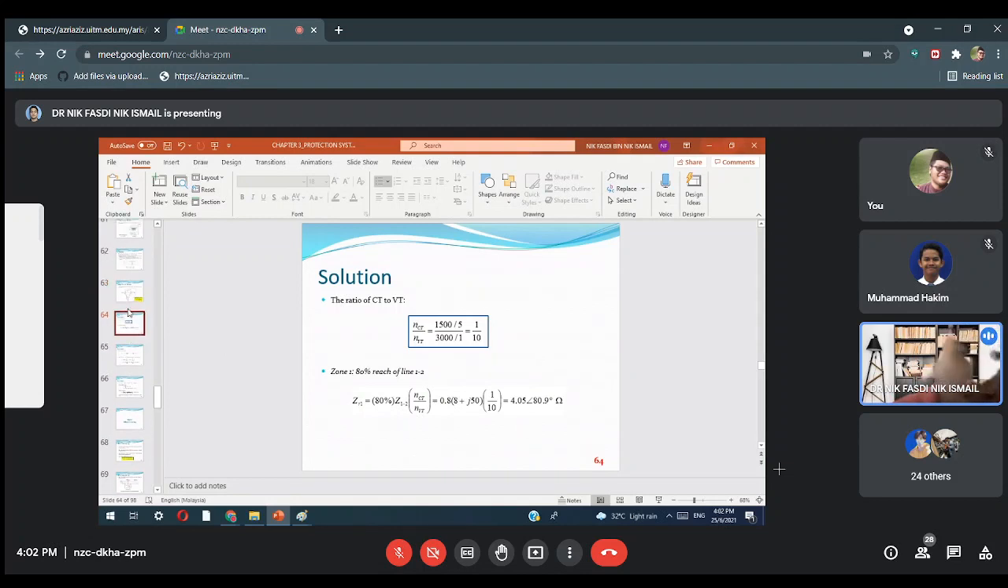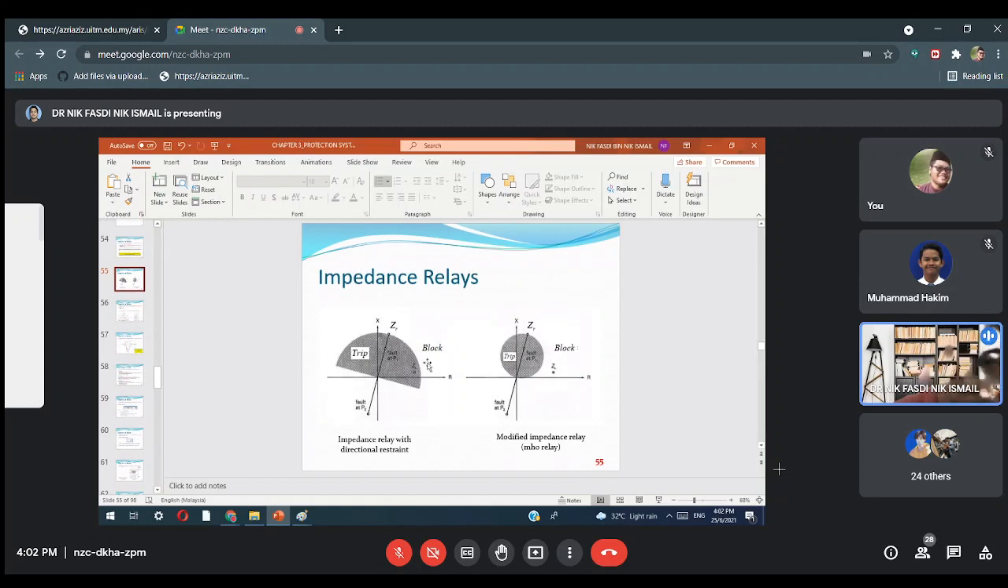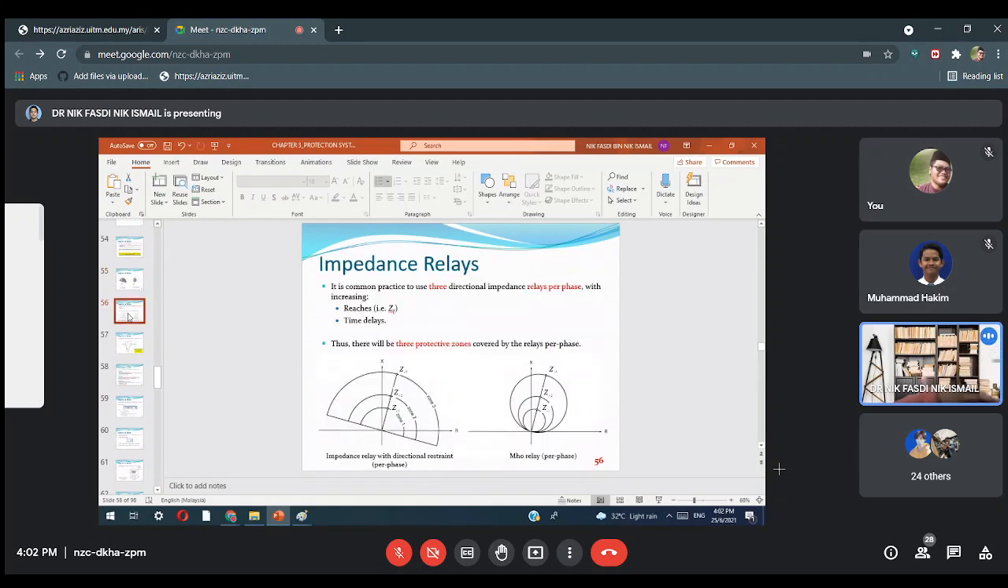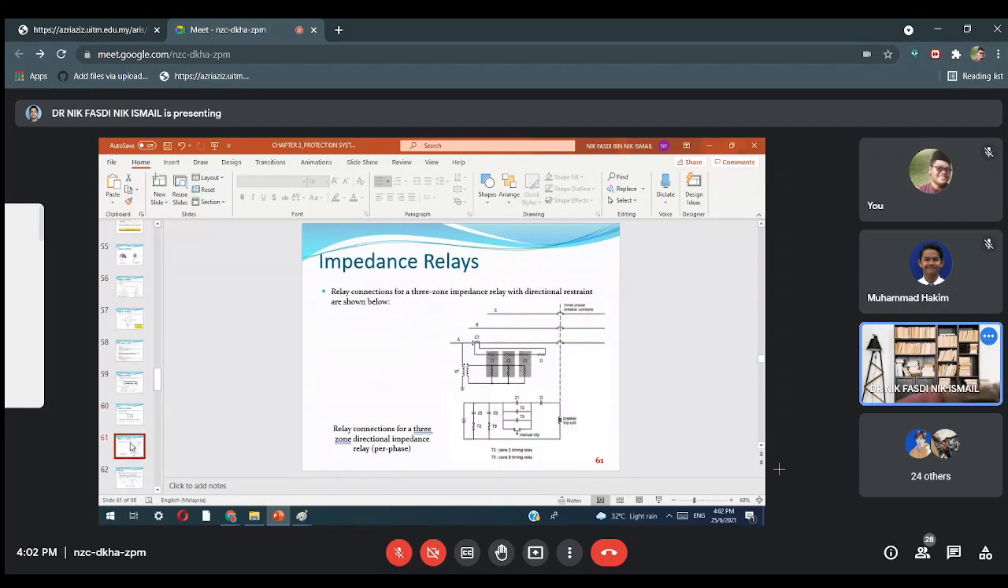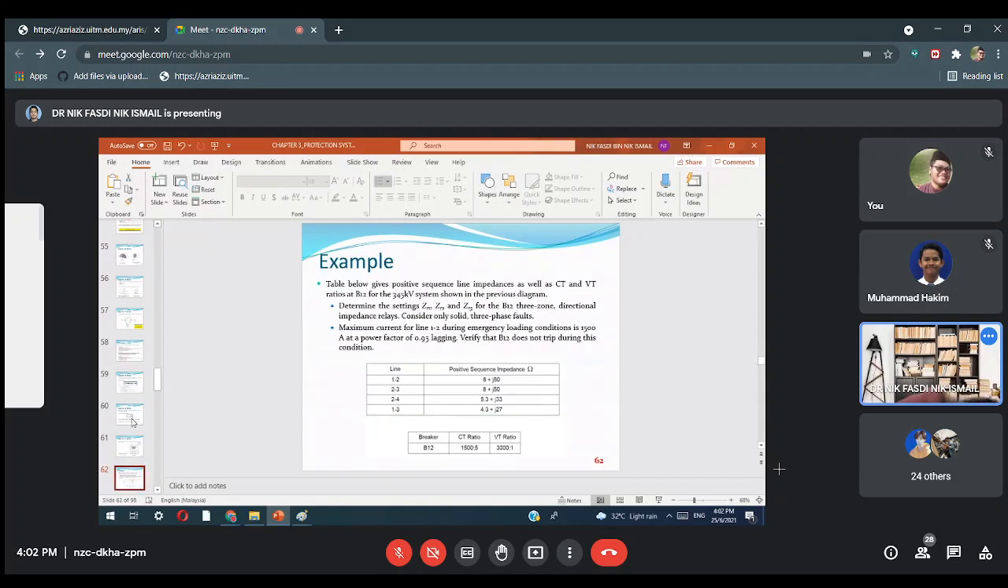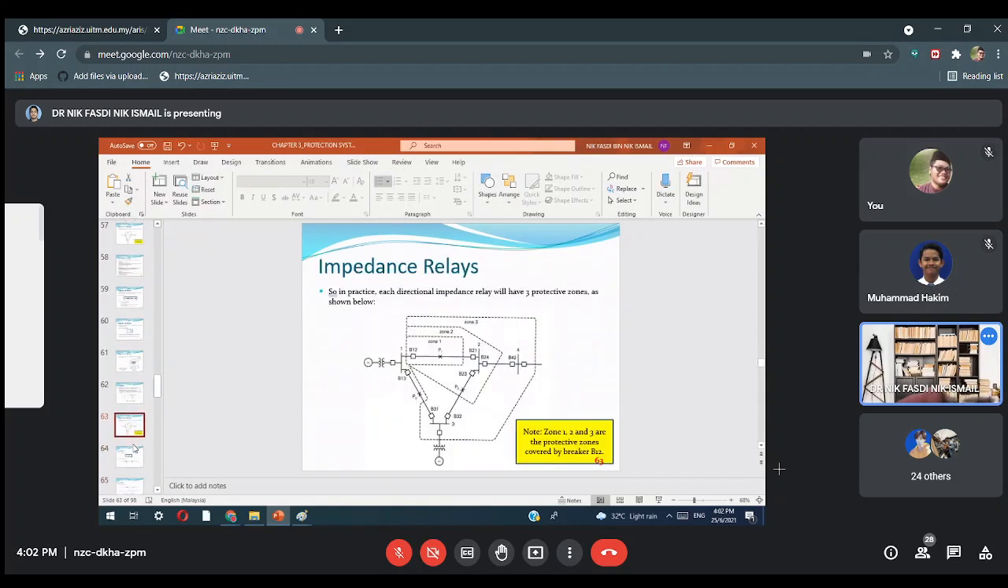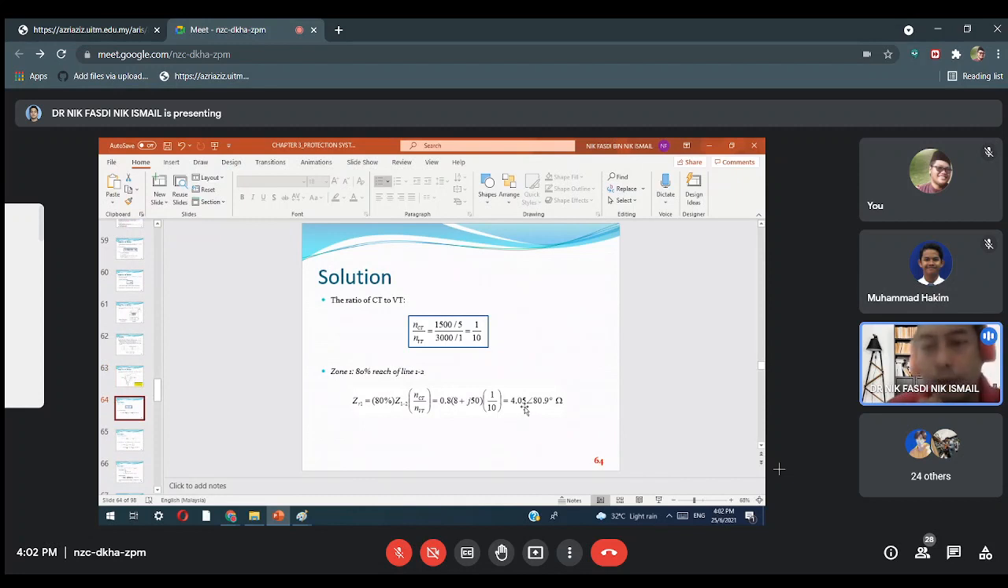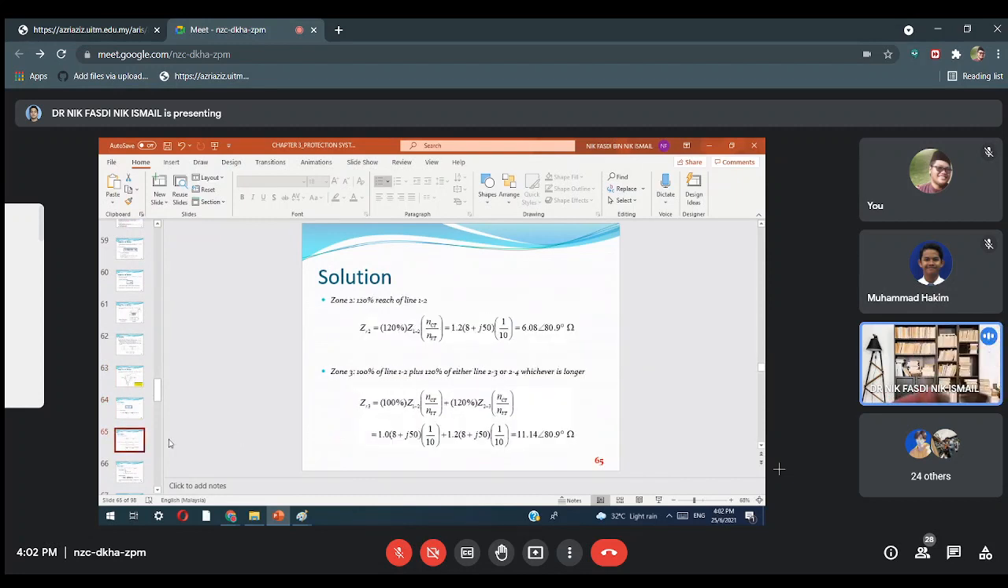Going back to the diagram, this one, we have no zone here. So ZR1, zone 1, is the value we calculated earlier. Second, we calculate ZR2, and third, ZR3. Now we have ZR1, which is 4.05 with the angle of 80.9. Okay, ZR1. How about ZR2?